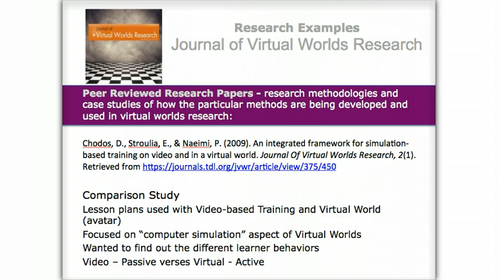What they did was they took some lesson plans, and one of them they put into a video-based training. It was on a computer. It was a person talking. The participants would answer questions. They then took another group of people and did the same thing in a virtual world where the people became avatars and actually walked in and sat down and answered the question, the interaction with the interviewer.